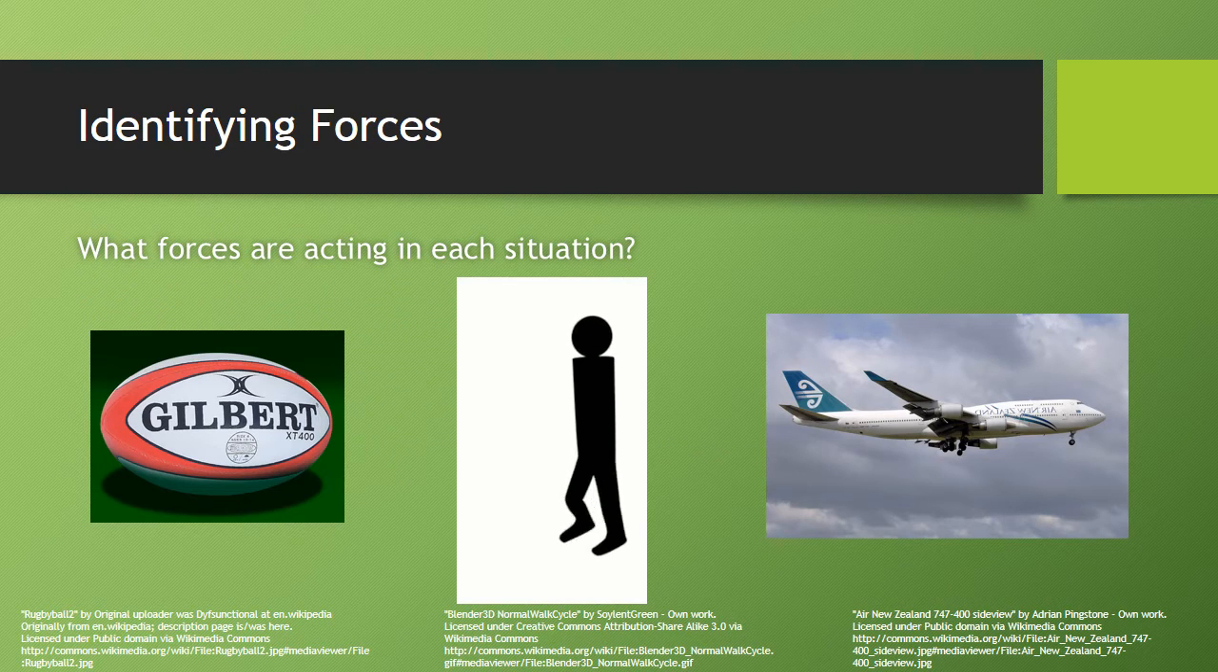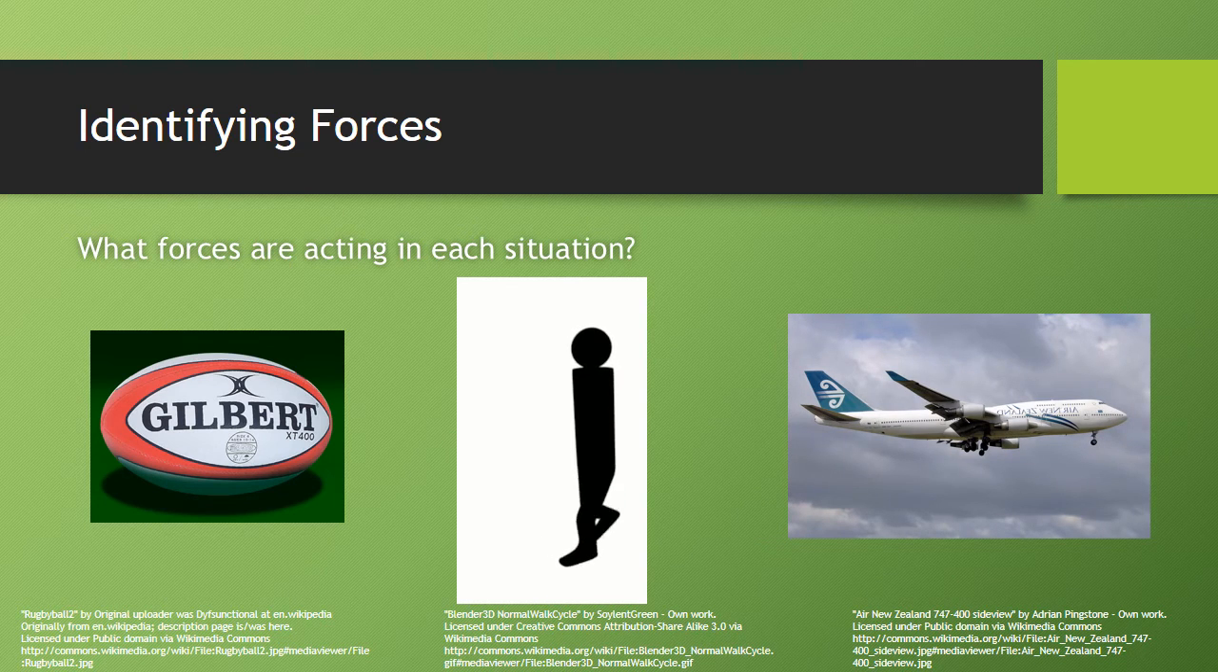Now I want you to pause the video for a moment and work out what forces are acting in each case here. We have a stationary rugby ball, a person walking at constant speed, and an aeroplane travelling at level constant speed. So let's see how you got on.